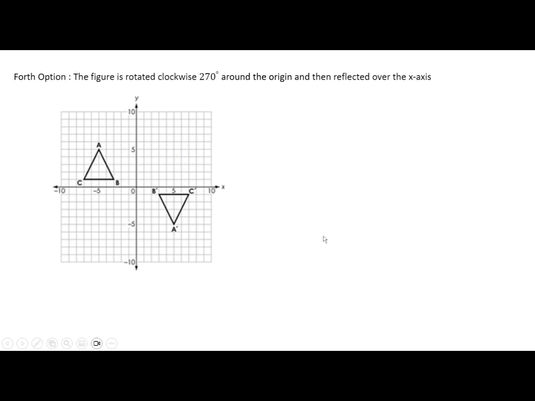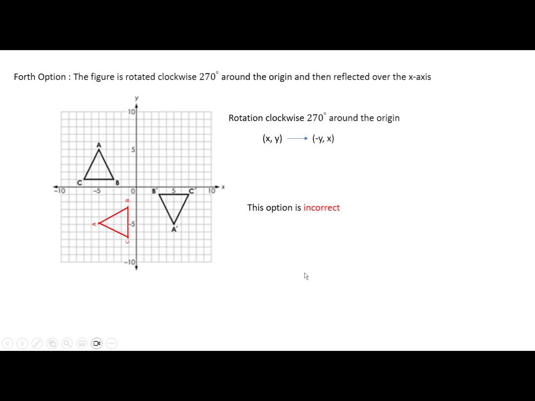The figure is rotated clockwise 270 degrees around the origin and then reflected over the x-axis. Let's see what happened to the rotation first. Rotation clockwise 270 around the origin: (x, y) becomes (-y, x). So it comes here. Obviously, 270 is going to bring it to here. Then when you reflect it over the x-axis, it's going to go here. It will never come back here, okay?